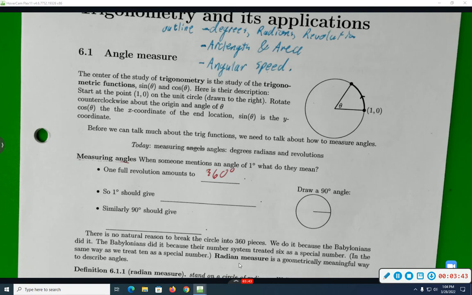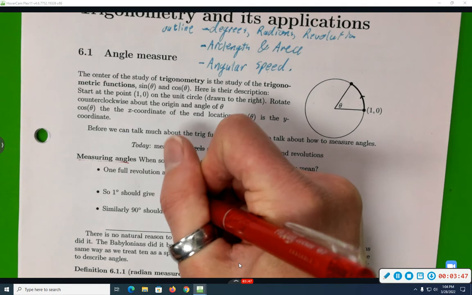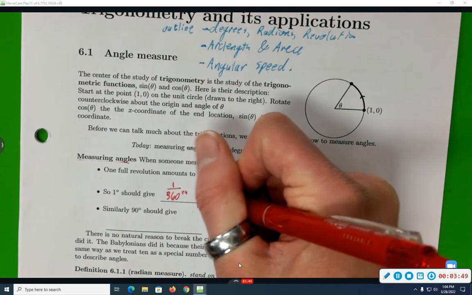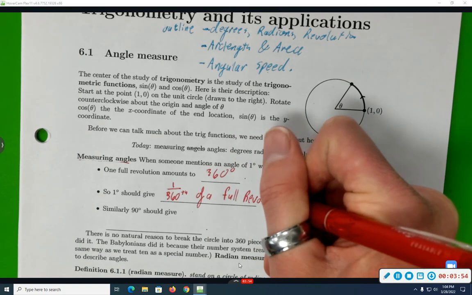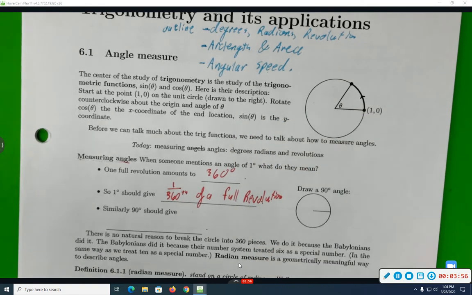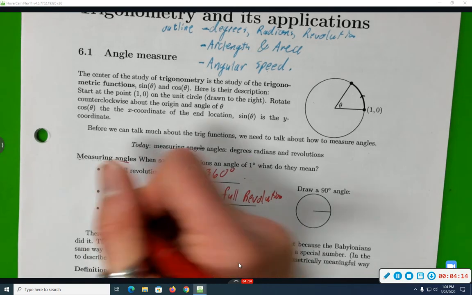1 degree is 1/360th of a full revolution. So if you start rotating the circle, but you only go 1/360th of the way around, that's a degree. So with that in mind, let's write down what a 90-degree angle should mean. So a 90-degree angle should be 90/360ths of a revolution.